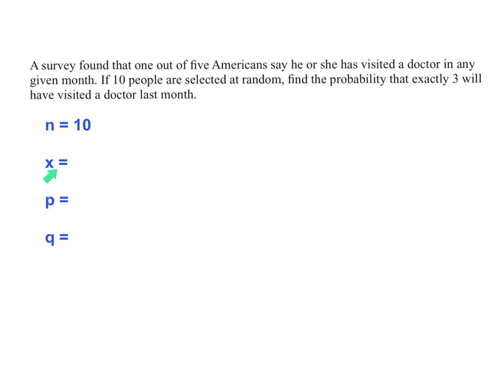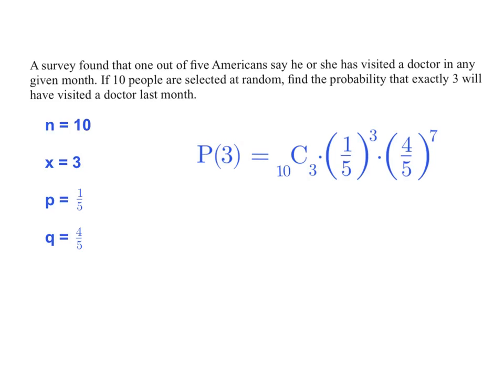How many successes are we going to have? Exactly 3. What is the probability of success? 1/5. So what is the probability of failure then? 4/5. Okay? Well, that could also be 4/20 too. Any questions about where we get those numbers from? Then it's just a matter of plugging them into the formula, simplifying.